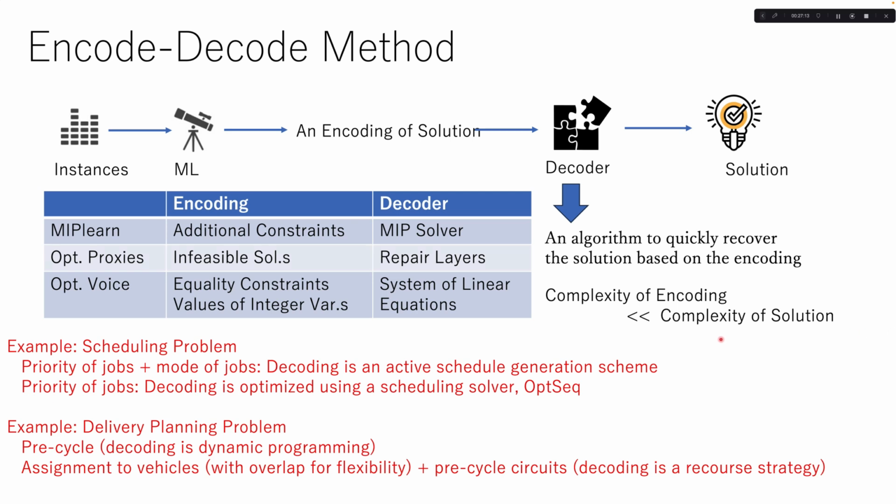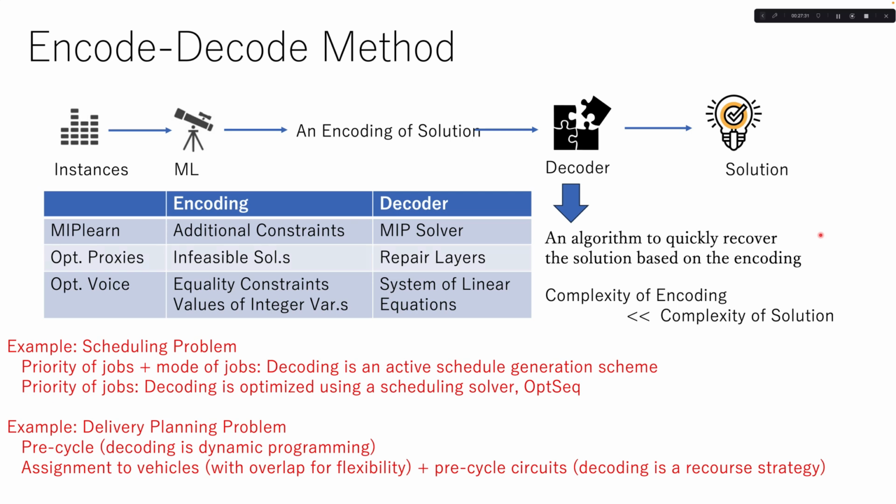MIP Learn, optimization proxies, and the voice of optimization can be interpreted as special cases of the Encode-Decode method when the encoding and decoder are interpreted as shown in this table. By leveraging the flexibility of the Encode-Decode method, it can be applied to a broader range of problems.